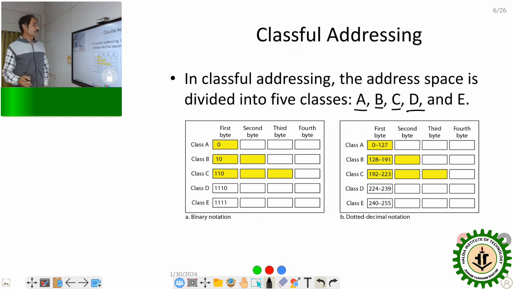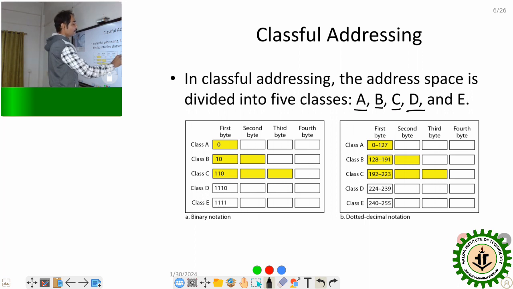The speciality of classes is how we recognize whether an address is class A, class B or class C. If any address starts with 0, then it belongs to class A. Side by side, the range of each class is defined here. The first byte is responsible, and it starts with 0.